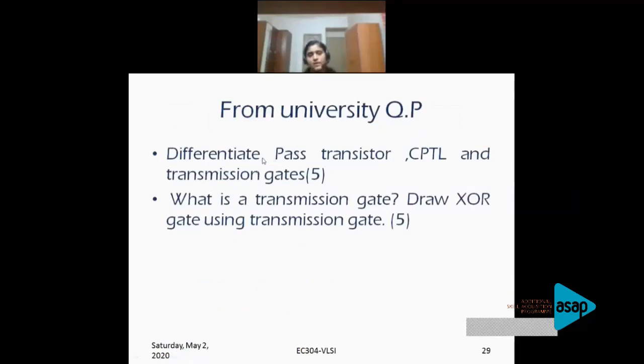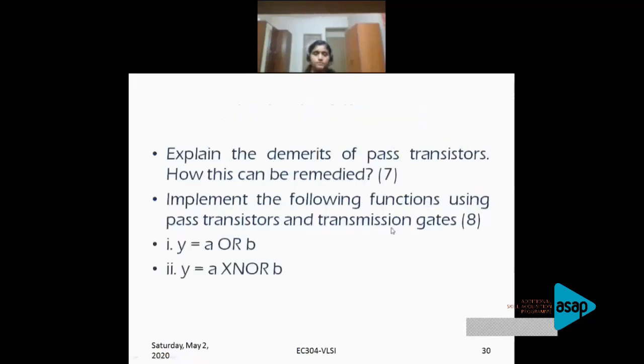So one question is, you have to differentiate the pass transistor, CPTL, that is complementary pass transistor logic, and transmission gate. You just have to compare these 3, and they've given 5 marks for that. And next question is, what is a transmission gate? Draw XOR gate using transmission gate. That is a direct easy question. For that, you are having 5 marks.